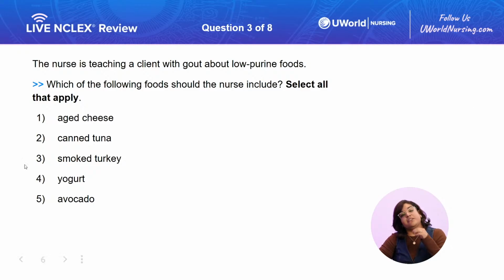All right, next question. The nurse is teaching a client with gout about low-purine foods. Which of the following foods should the nurse include? Select all that apply. We have cheese, canned tuna, smoked turkey, yogurt, and avocado. Let me know what you guys think. What do we know about low-purine foods? What do we know about gout? What do they cause?